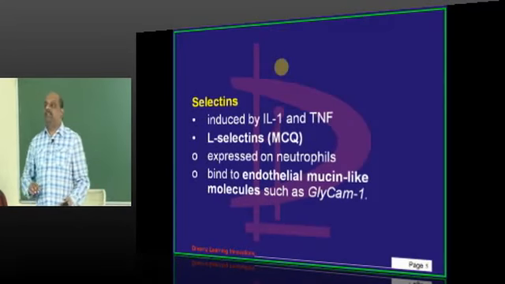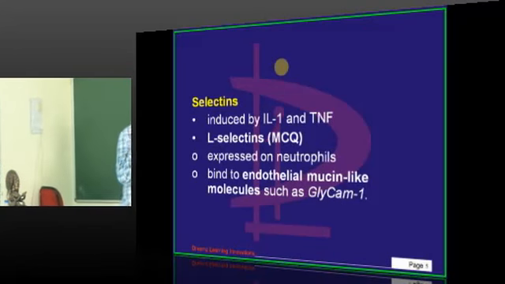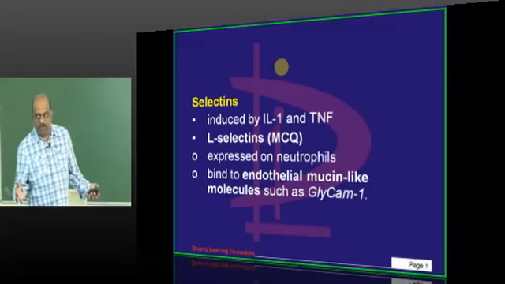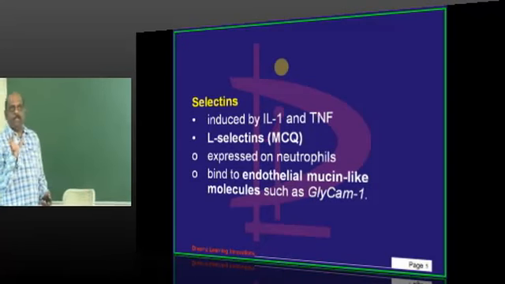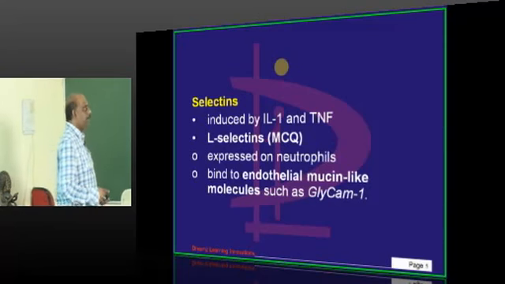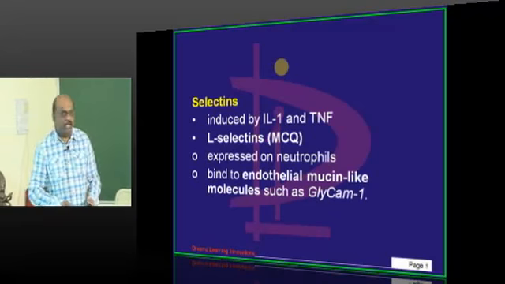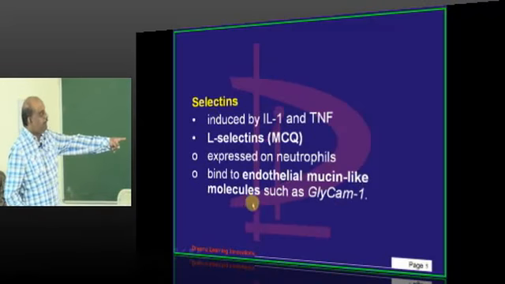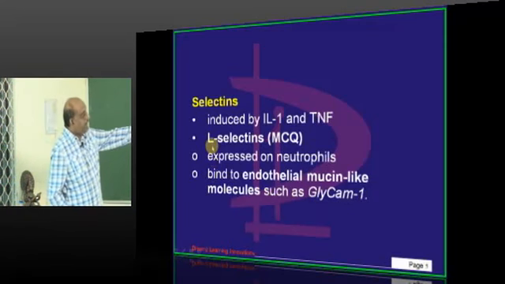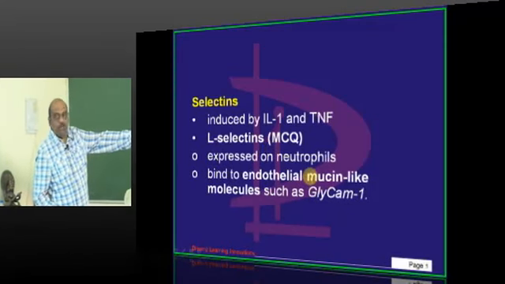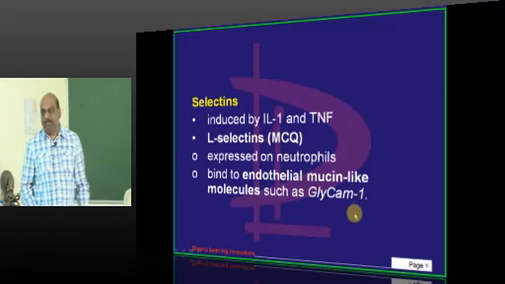L selectins, where are they expressed, doctor? On the neutrophils. Neutrophil is one of the inflammatory cells in acute inflammation, right? You all agree with me? So it is expressed on the neutrophil, this L selectin. What will it do? The vascular endothelium has a mucin-like molecule called glycam-1. So the L-selectin expressed on the neutrophil will enable the neutrophil to bind to the endothelium's glycam-1.